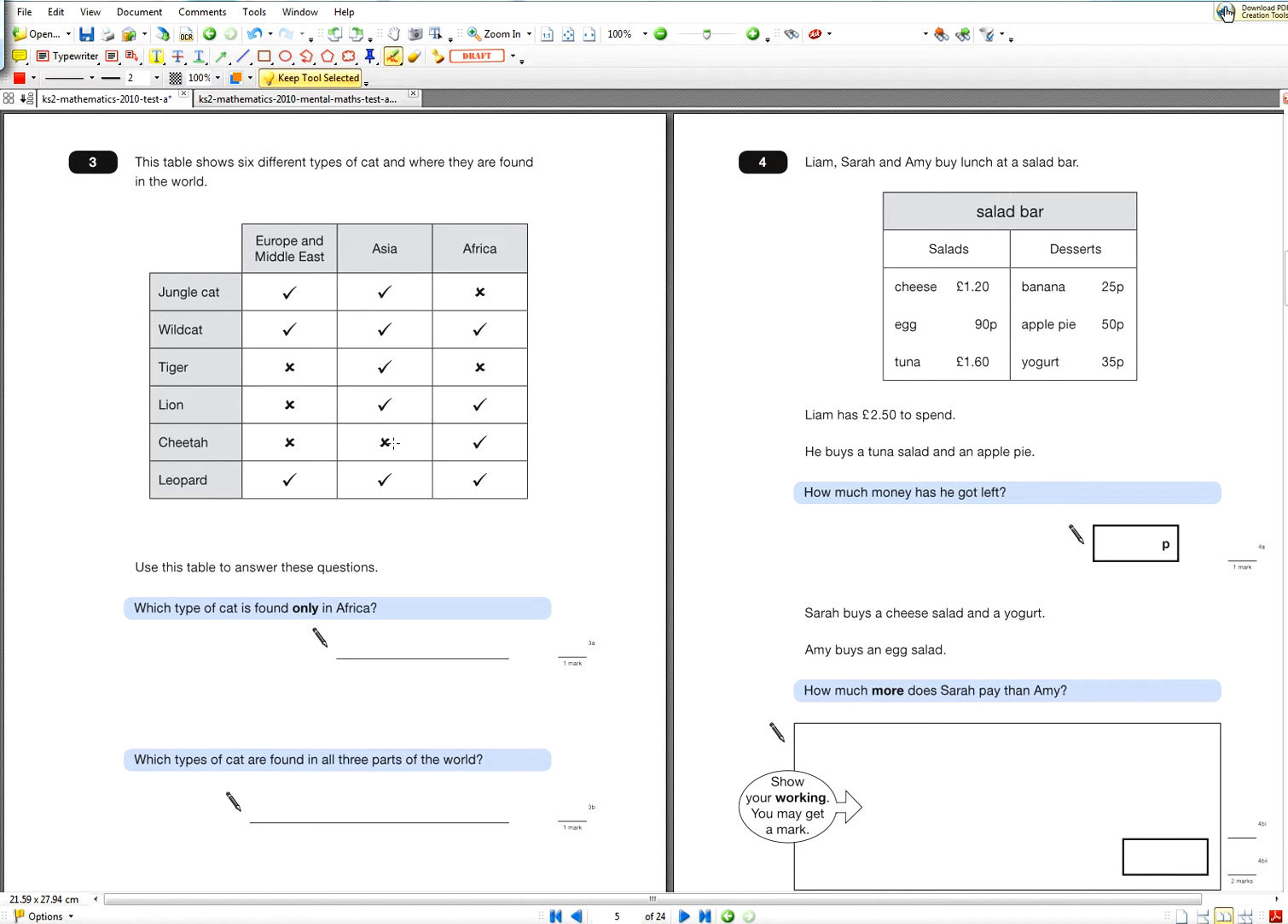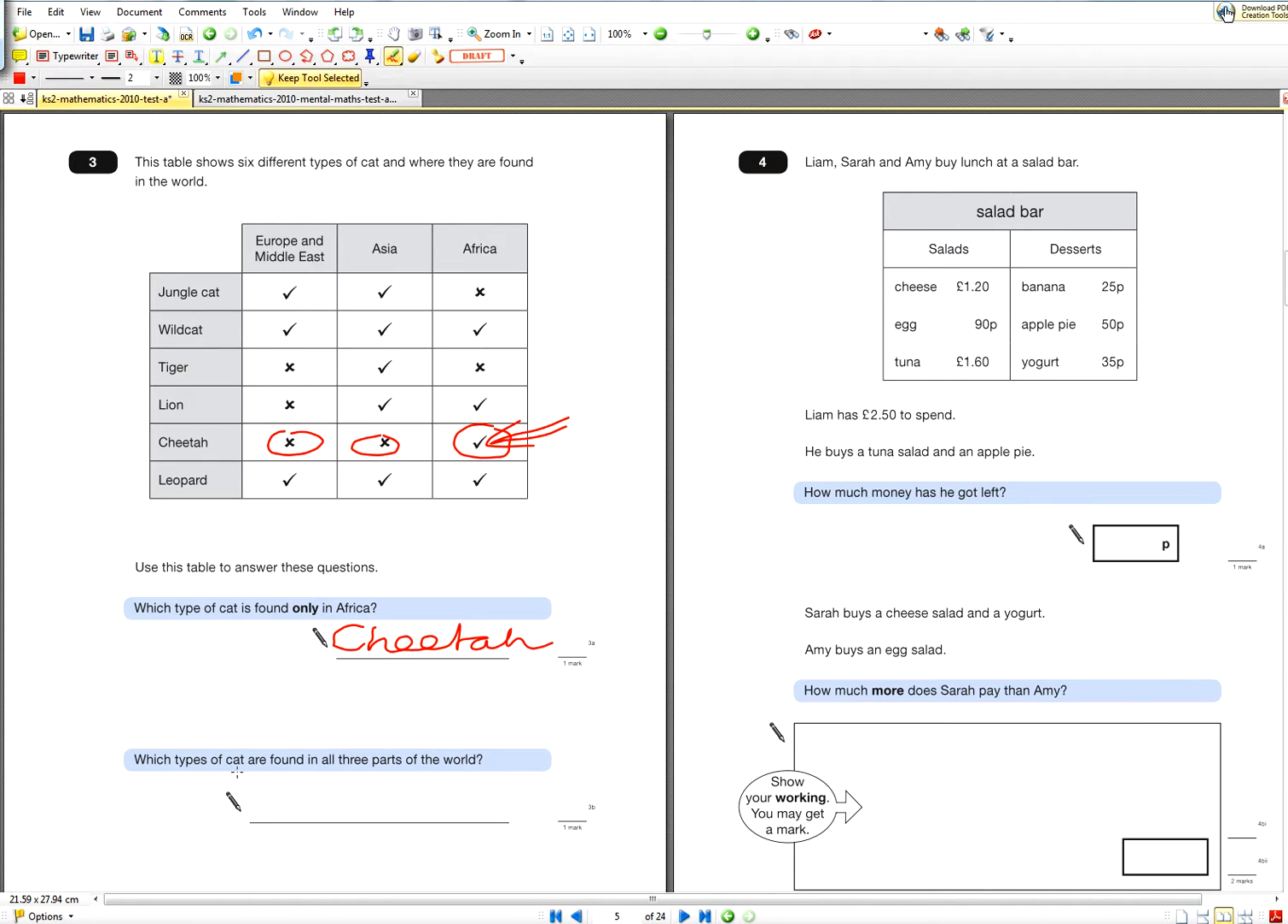Only in Africa. So, okay, now, go Mr. Carson, which one is going to be? Cheetah. Okay, why have you chosen cheetah? Because it's not in Asia, Europe. That's right. A cheetah is only found in Africa and it's not in Asia, so you've got 2 crosses here. So that is the right answer there. The answer here is going to be cheetah.